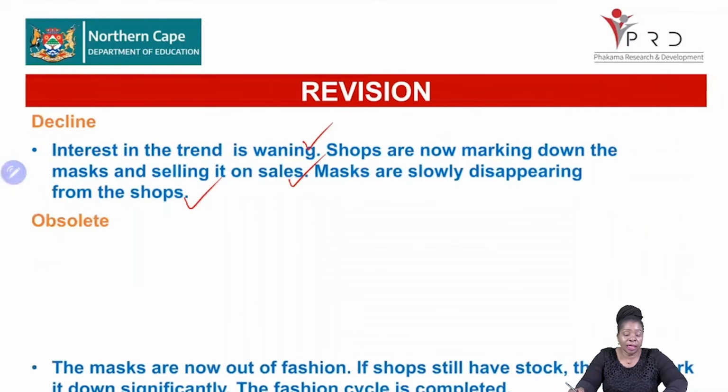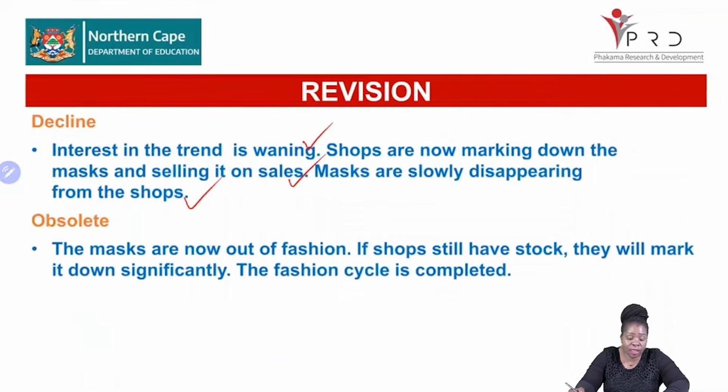And then the last one is the obsolete stage. This is when the masks are now out of fashion. If shops still have stock, they will mark it down significantly. It means the price will go even lower. And this is when the fashion cycle is completed. Most shops no longer have the masks.